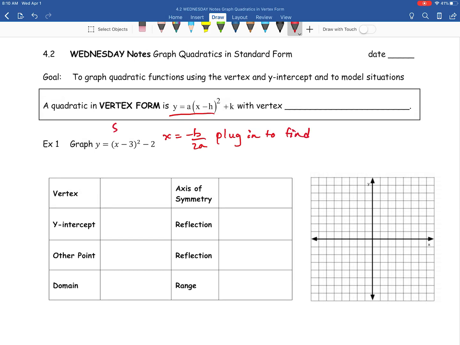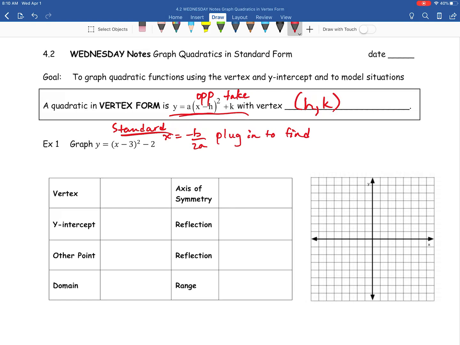that would be for standard form. Just want to be very clear there. For vertex form, which is the one that we currently see in our definition, they actually give us that vertex right away. Our vertex comes out to be h comma k. I always tell my students, it's always going to be the opposite of what's inside your parentheses, and then you take k just as it is.